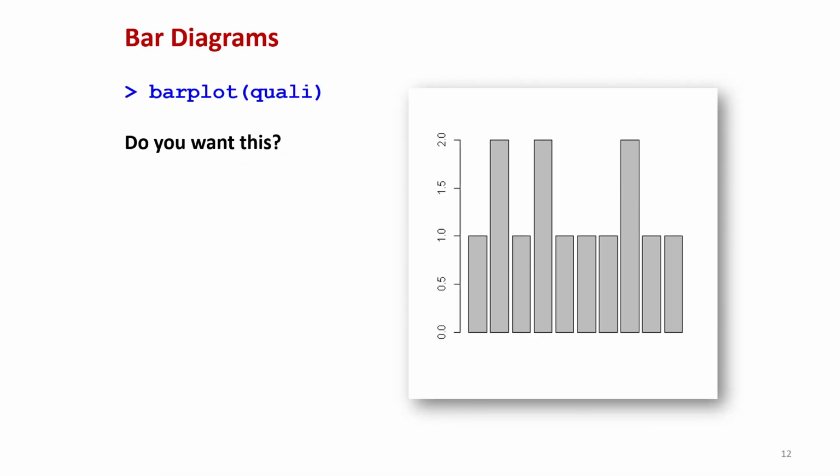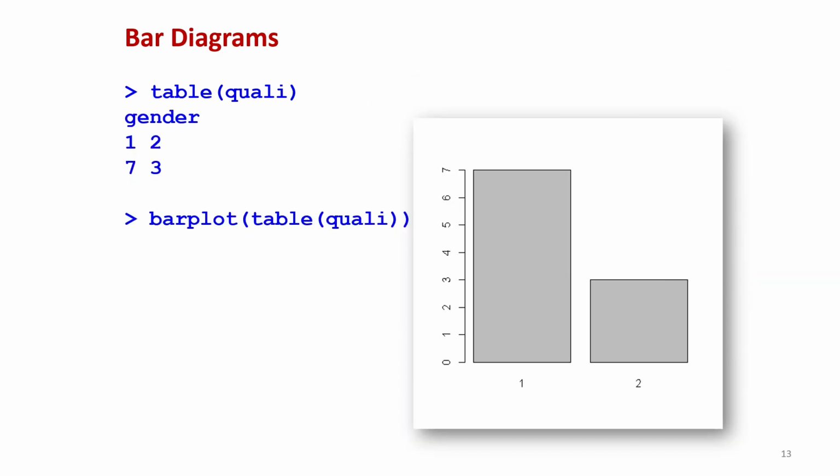What I can do here is write barplot(quali), and I get this type of graphic. Tell me one thing, did you really want this? There are only 2 categories, G and N, but you are getting 1, 2, 3, 4, 5, 6, 7, 8, 9, 10 bars. 10 bars. Why is this happening? Actually, we made a mistake. The mistake is that we have to use the command table here.